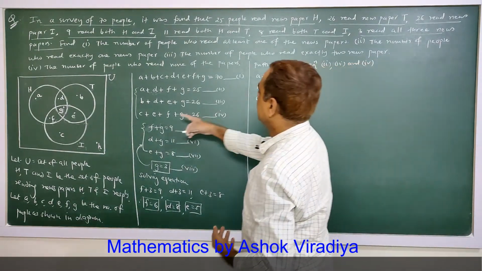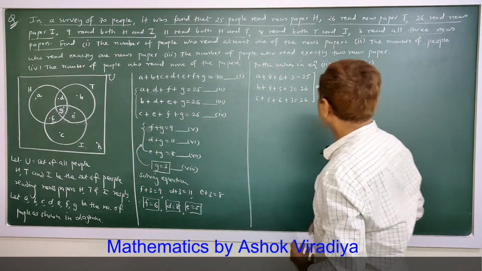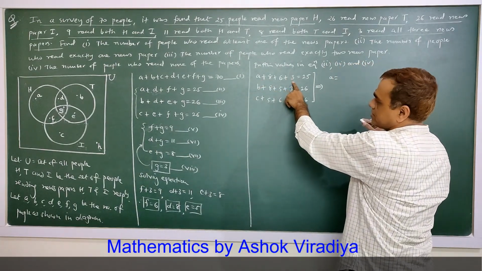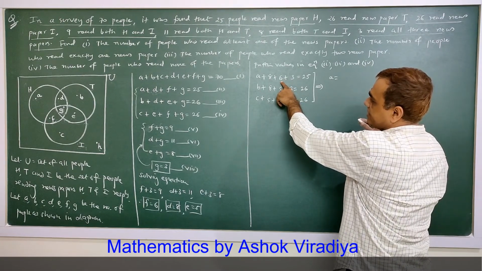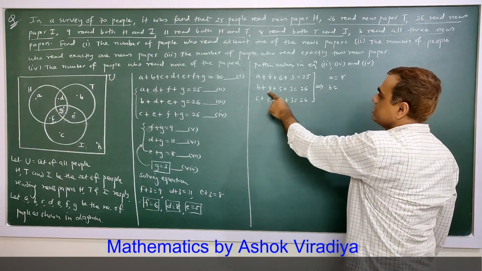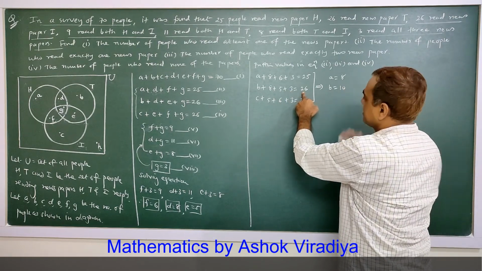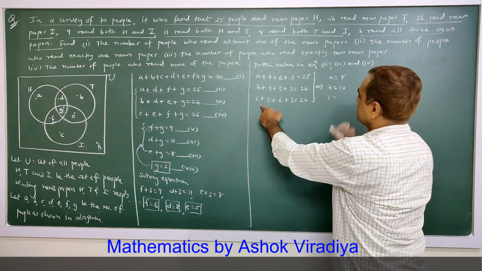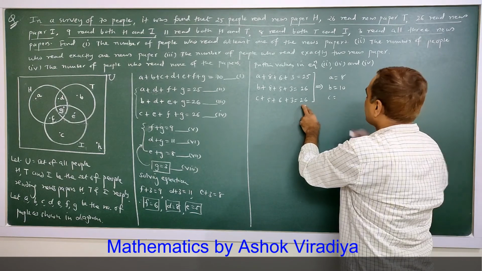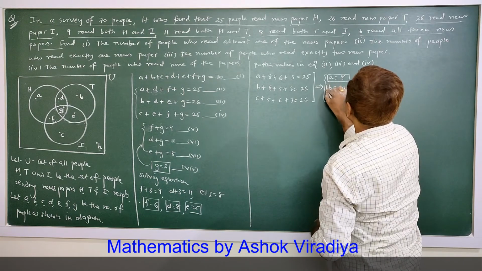So solving these equations, A is equal to 8 plus 3, 11. 11 plus 6, 17. 25 minus 17 is 8. B is 8 plus 5, 13. 13 plus 3, 16. 26 minus 16 is 10. C is 6 plus 5, 11. 11 plus 3, 14. 26 minus 14 is 12. So these are the values of A, B and C.